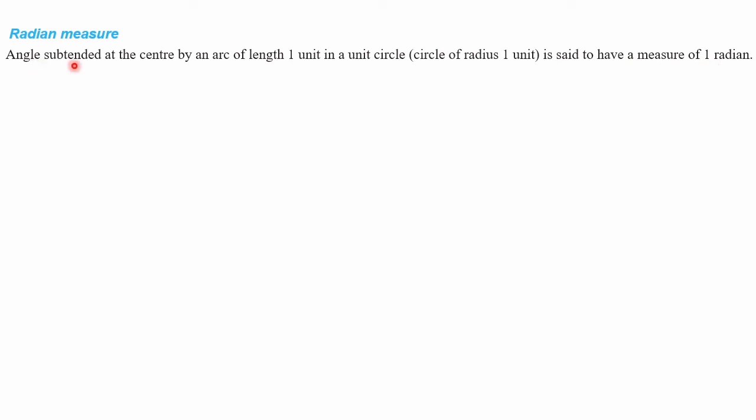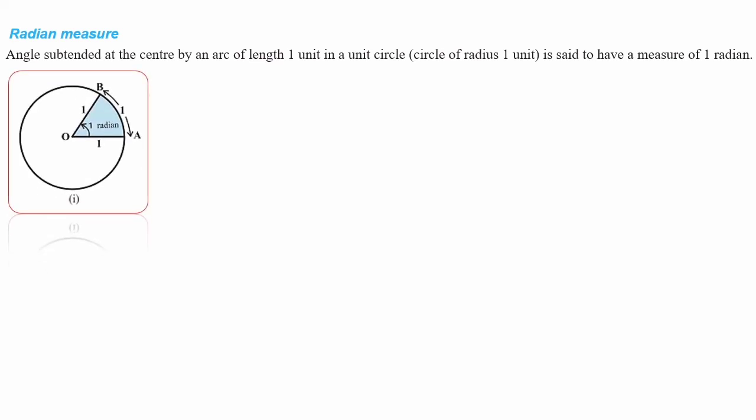So here, angle subtended at the center by an arc. So an arc is subtended at a particular angle at the center. Arc is formed from where? It is of unit circle. Unit circle means the radius of that particular circle is 1 unit. Is said to have a measure of 1 radian. So this definition may create some sort of confusion with you. Let's discuss by using a diagram.